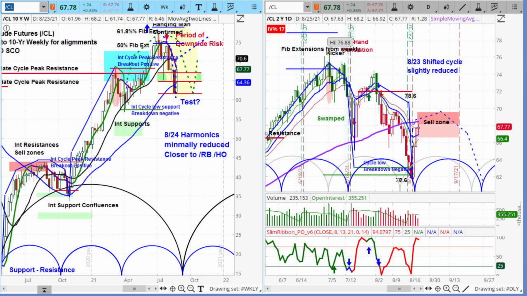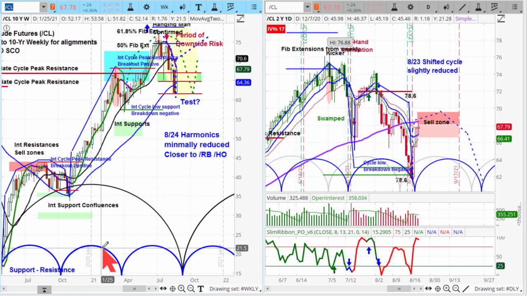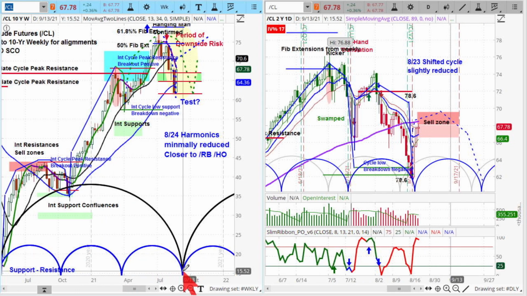Here we're looking at light crude. For those of you that are brand new, we are looking at cycle analysis. There are three major components to our analysis. One of them is cycle analysis, the rhythms in the market, which we work on using the ideal cycles as shown here in the cycle brackets on the bottom, which is a drawing tool.